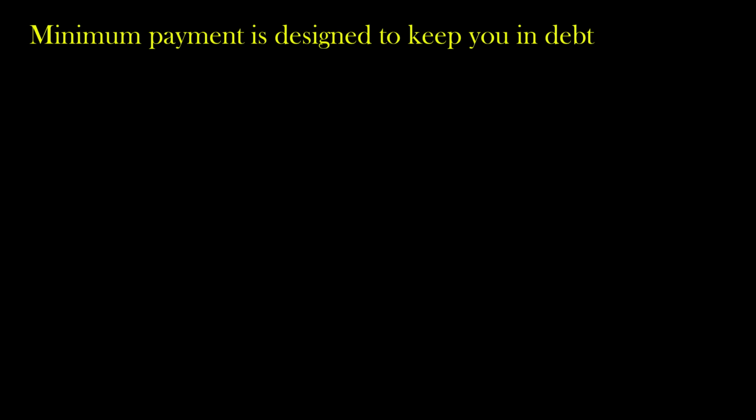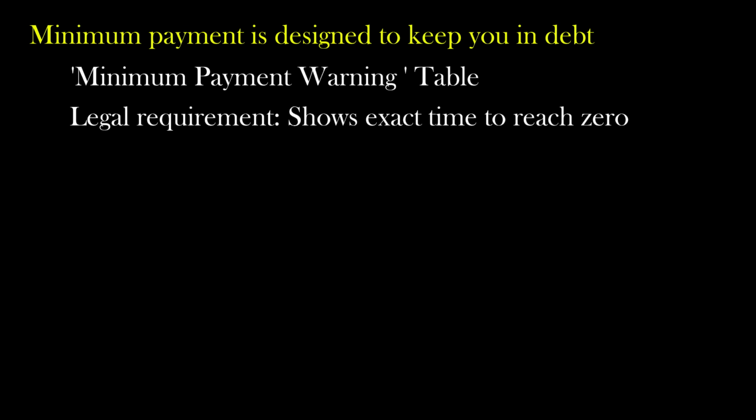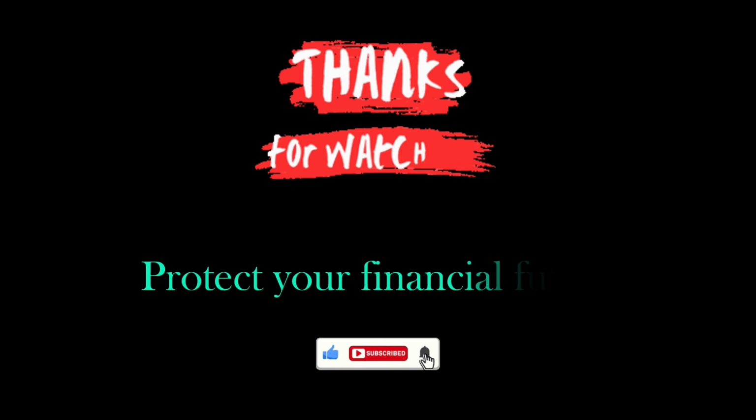Always look at your statement's minimum payment warning table. It is a legal requirement that shows you the exact math of how long it will take to reach zero. Thank you for watching. You are now better equipped to navigate the mathematics of credit and protect your financial future.